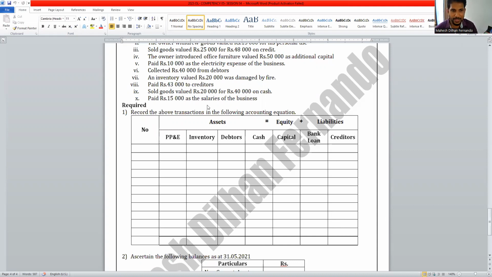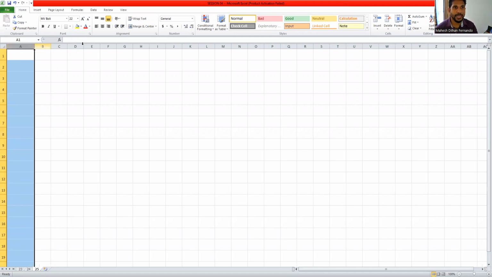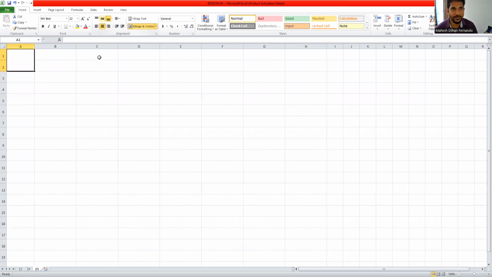First, count the number of columns. There are 4 assets, 1 equity, and 2 liabilities. Altogether, we have to draw 8 rows, right? 1 is for number, and there are 4 assets, 1 equity, and 2 liabilities. So you can allocate the paper.